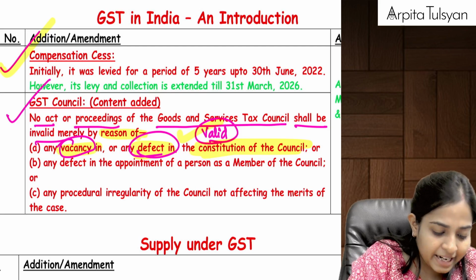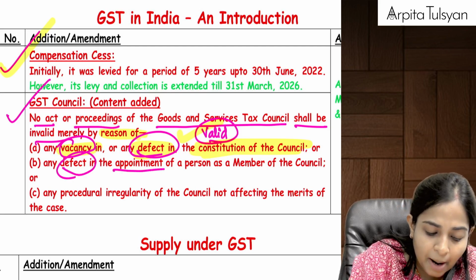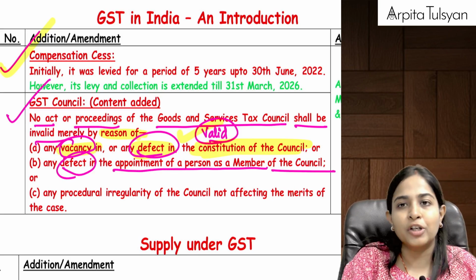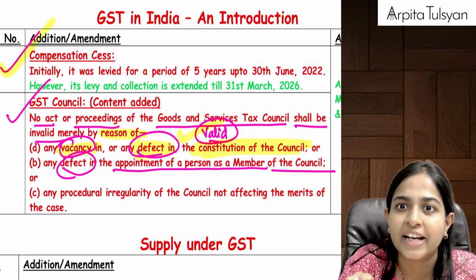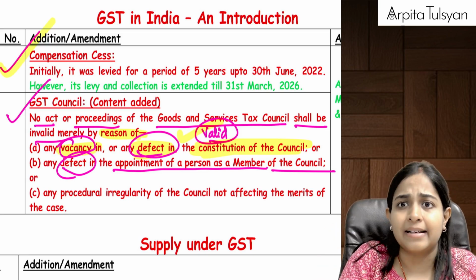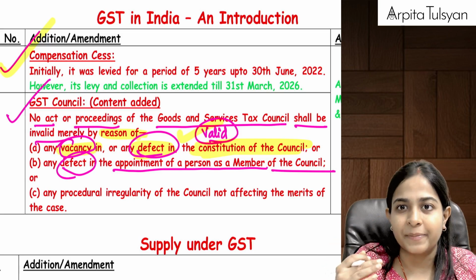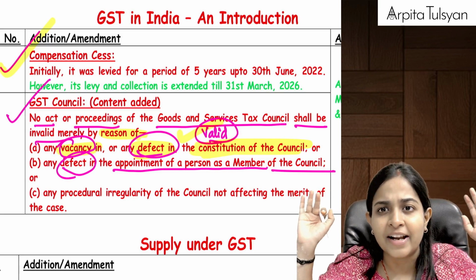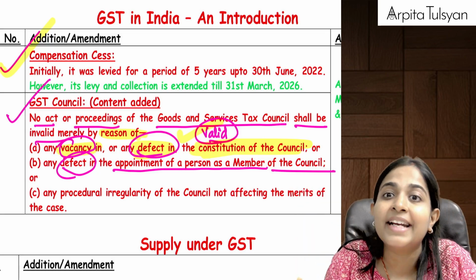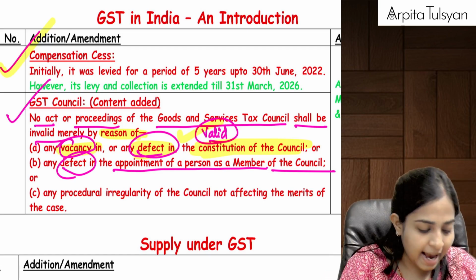Similarly, if there is any defect in appointment of a person as a member of the council, while appointing, that person was required to have a certain qualification, but there was a mistake. At the time of his appointment, we appointed a wrong person. That does not mean the work done by GST council is invalid. You will have to rectify the defect, but the work done by the GST council will be considered as valid.